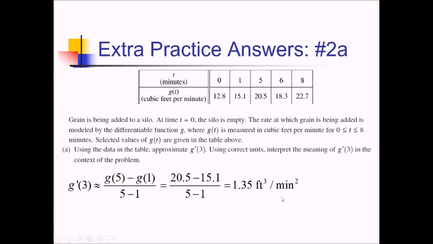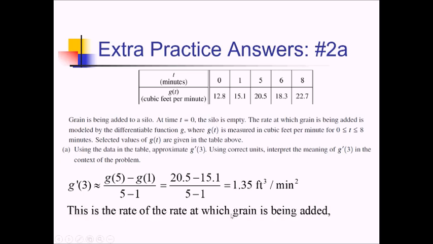Now, another part of this problem, they wanted us to interpret the meaning of g prime in the context of the problem. So this is not the rate at which the grain is changing. This is actually the rate of the rate at which the grain is being added, not the rate itself, the rate of the rate. And this is, as we said, measured in cubic feet per minute squared. And this is happening at time 3 minutes. So you need every piece of this. You need what it is, the units, and also the time involved.